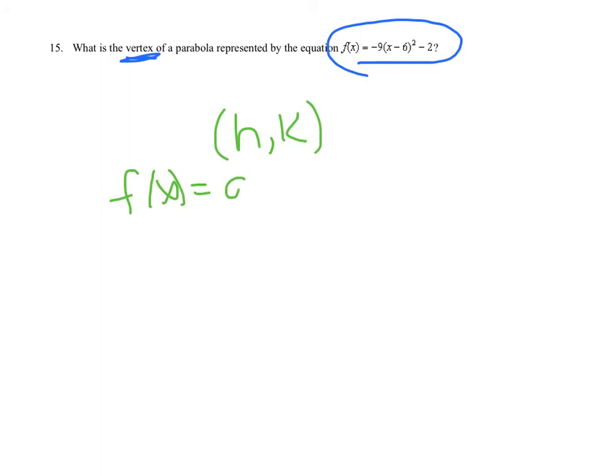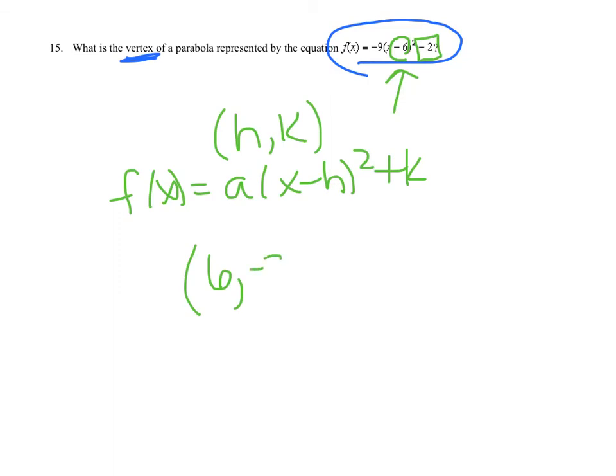What is the vertex of a parabola represented by the equation -9 times (x minus 6) squared minus 2? They want to know the vertex. Remember, with vertex form, it's your h comma k that is your vertex. So f of x equals a times (x minus h) squared plus k. That's what form this is in. So our h is -6, but when we put it into the parentheses, into the vertex part, you've got to drop that negative sign. And our k is -2, and you put it in exactly like you see it. So our vertex for that function is 6, -2.